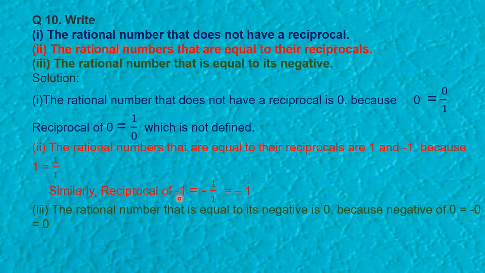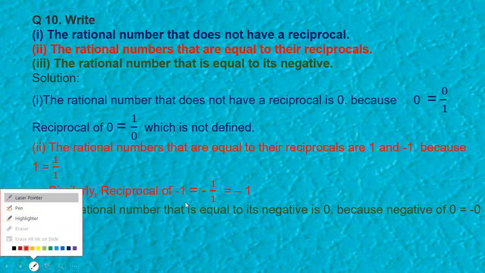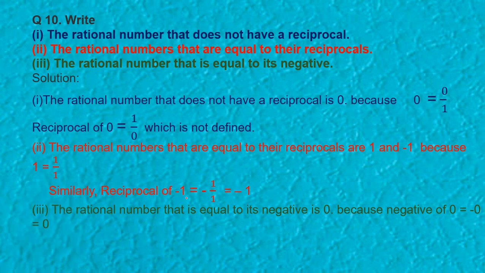So this minus 1 is the reciprocal of itself. Similarly, positive 1 is also the reciprocal of itself. So the rational numbers that are equal to their reciprocals are 1 and minus 1. The rational number that does not have a reciprocal is 0, and the rational number that is equal to its negative is 0.